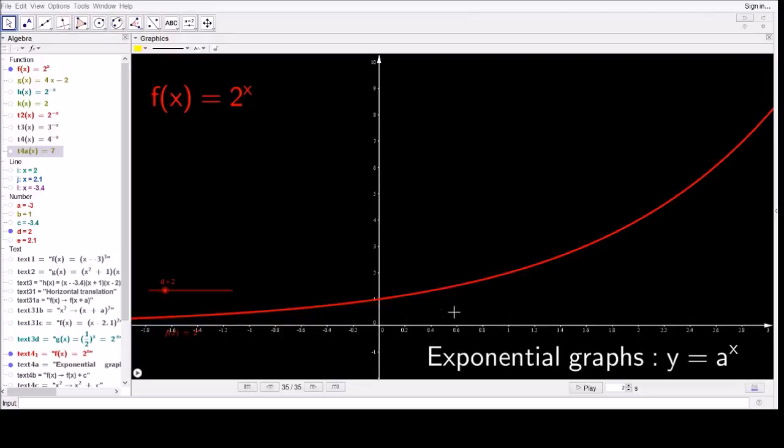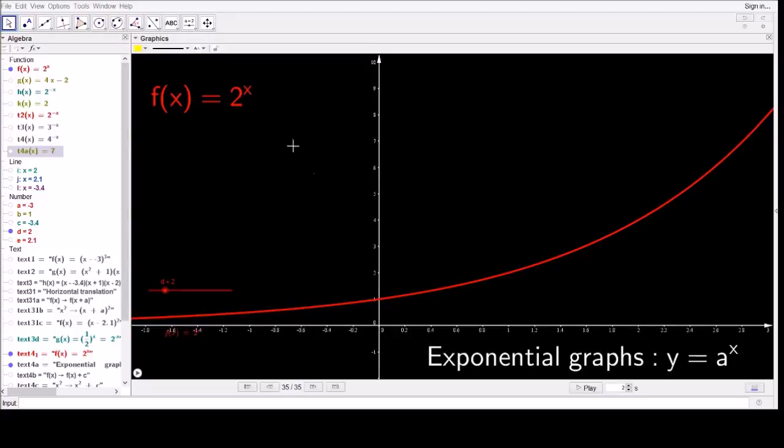As x decreases and becomes negative, you can see that the curve approaches the x-axis, but it never actually touches the x-axis. So the x-axis is an asymptote to the graph of an exponential function, which is in the form of a number to the power of x. Obviously, if we were to have some constant term, for example, f of x equals 2 to the x minus 1, it would cut the x-axis, but then the line y equals negative 1 would be the asymptote to the graph of the function.